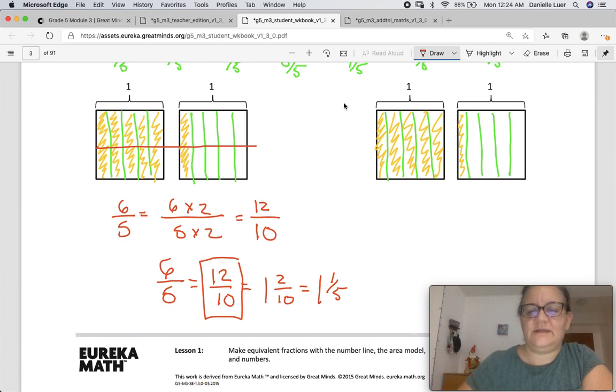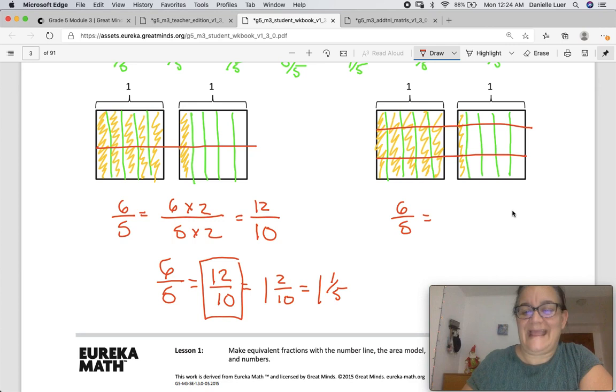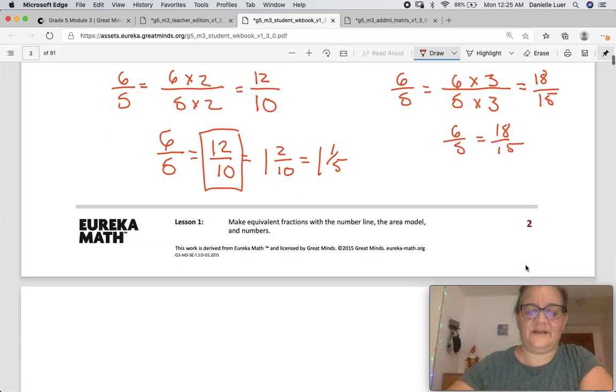All right, next one. Let's try another equivalent fraction. This time by 3. So 6/5 equals 1, 2, 3, 4, 5, 6, 7, 8, 9, 10, 11, 12, 13, 14, 15, 16, 17, 18 out of 1, 2, 3, 4, 5, 10, 15. Oops, sorry. I said 18, but I wrote 16. 18 out of 15. So what did I do? 6/5 times 3 times 3 equals 18/15. 6 times 3 is 18. 5 times 3 is 15. 6/5 equals 18/15. There's my equivalent fraction. Perfect.